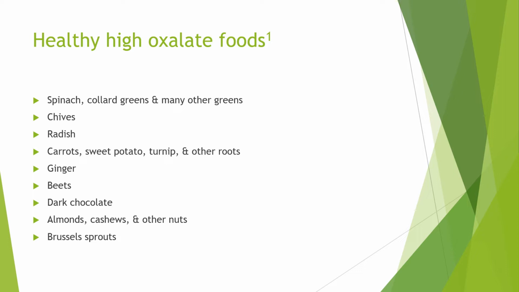We're talking about foods such as spinach, collard greens, and many other greens, chives, radish, carrots, sweet potato, turnips, and other roots, ginger, beets, dark chocolate, almonds, cashews, and other nuts, and Brussels sprouts. These are all foods that are generally associated with a more healthy dietary pattern.